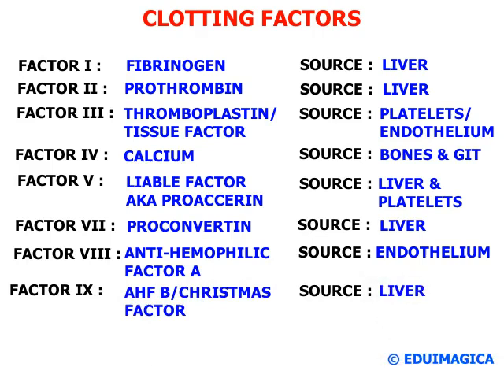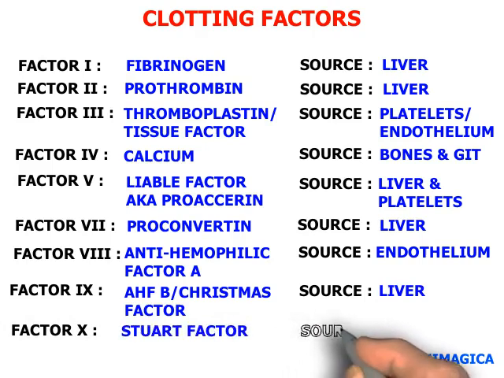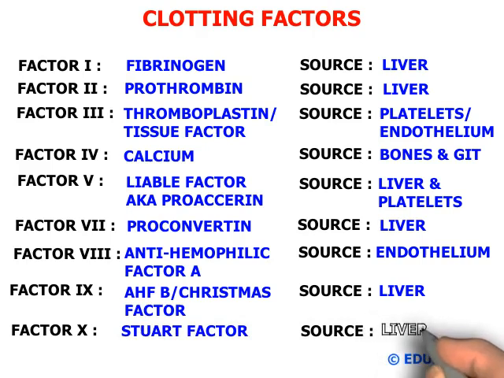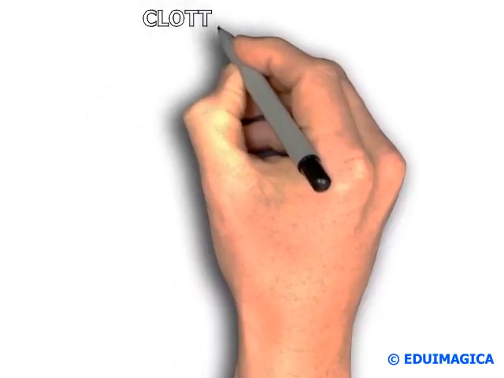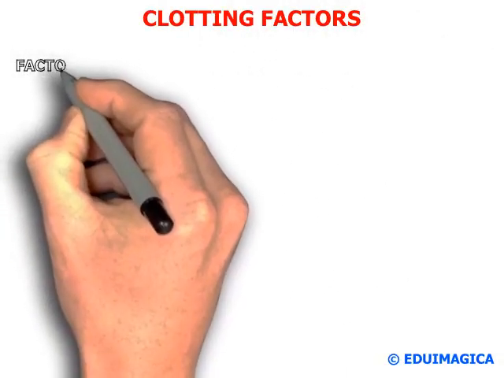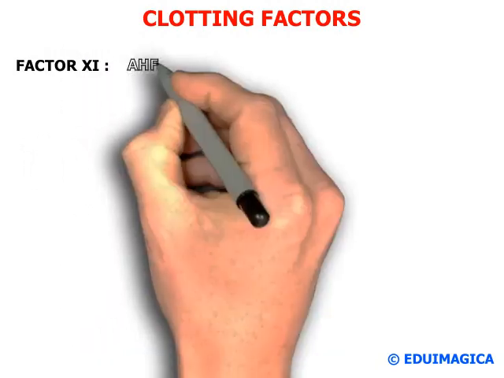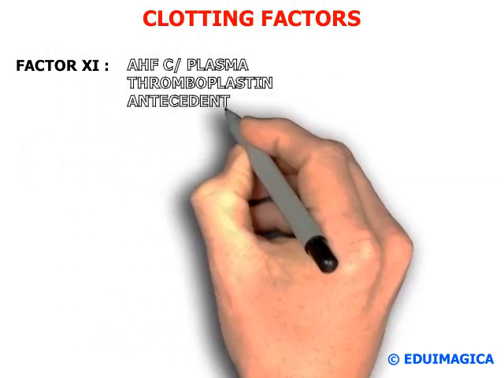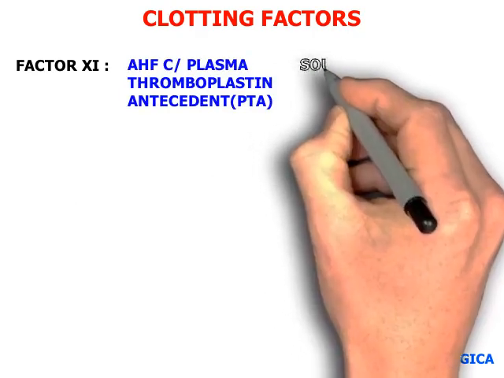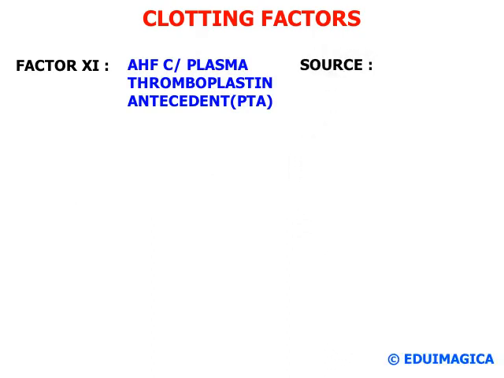Now moving on to the next, the factor number 10. The factor number 10 is Stewart factor. The source for the Stewart factor or the factor number 10 is liver. Now moving on to the next factor, the factor number 11. The factor number 11 is known as the anti-hemophilic factor C or the plasma thromboplastin antecedent. The source for the anti-hemophilic factor C is liver.